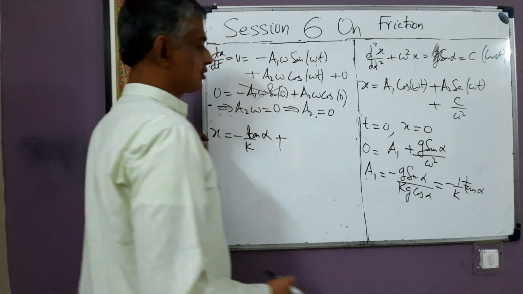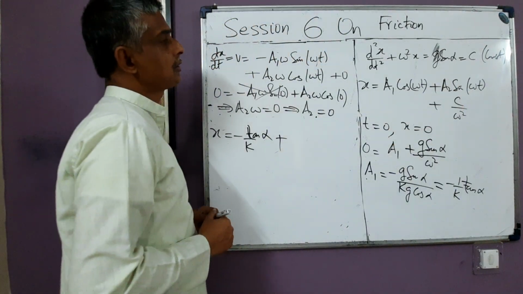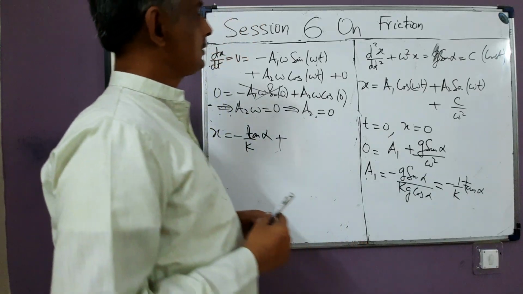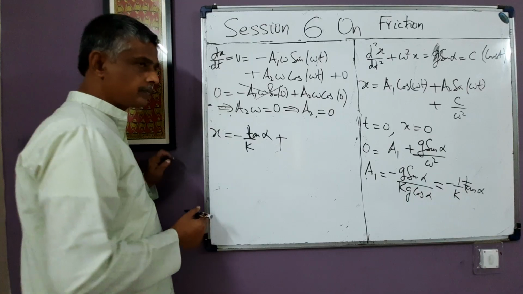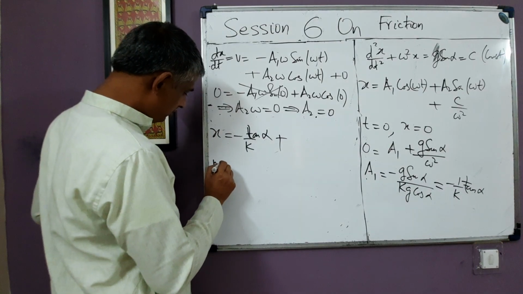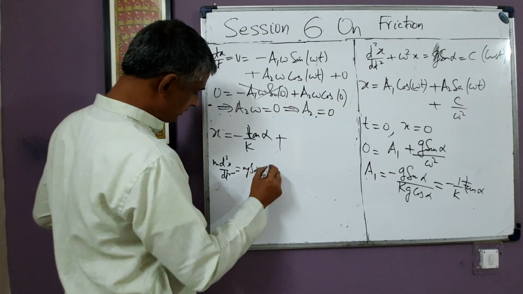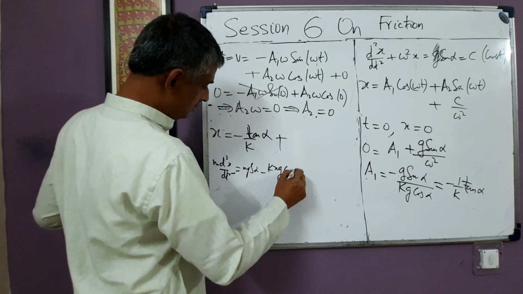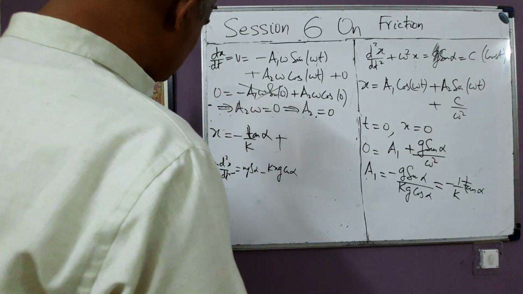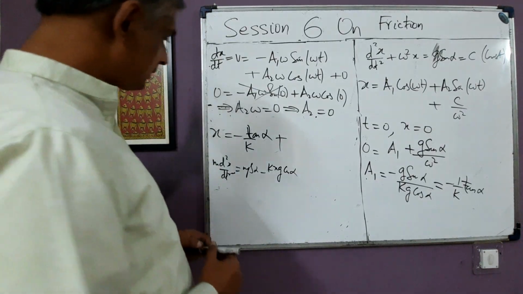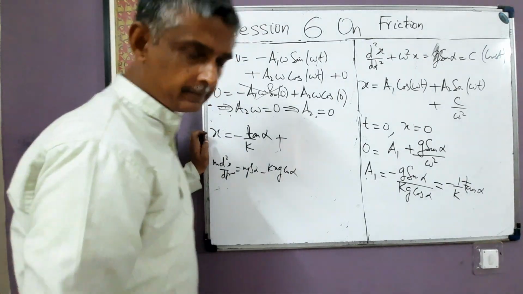Omega square is simply how much? Omega square was A1 sin omega t. How much was omega? Let me recall it. What was the right equation? m d2x by dt2 equals mg sin alpha minus k x g cos alpha. Okay, fine. So omega square was kg cos alpha. I just write down the equation, I forgot it.